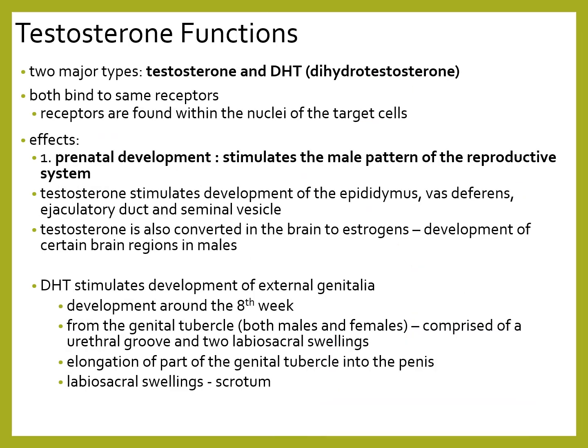There are several kinds of androgens, but the major types of androgens are testosterone and 5-dihydrotestosterone, or you can just call it 5-DHT, or if you want, DHT for short. Both of these types of testosterone bind to the same testosterone receptors. The receptors for testosterone are found inside the nucleus of the targeted cells. So, for example, the testosterone receptor is found in the nucleus of the Sertoli cell.